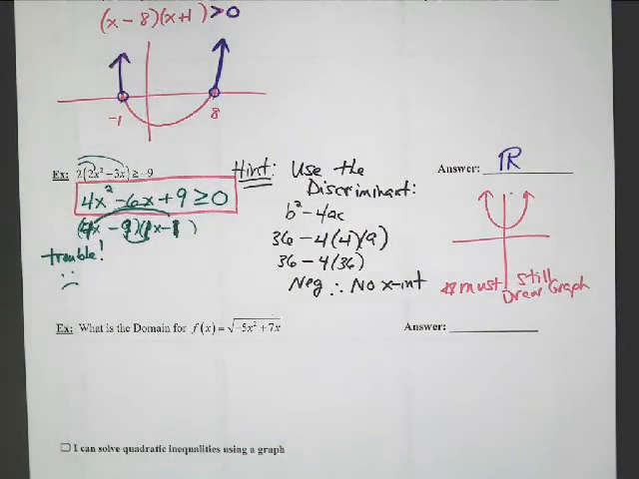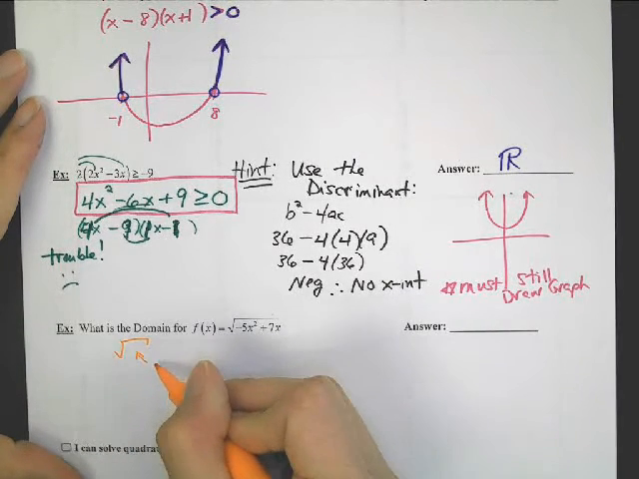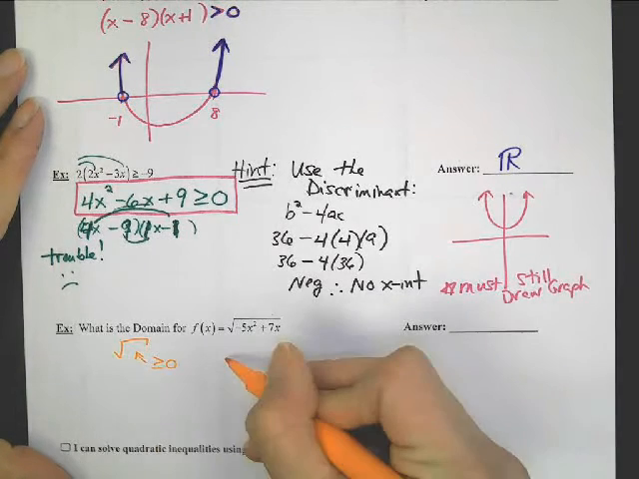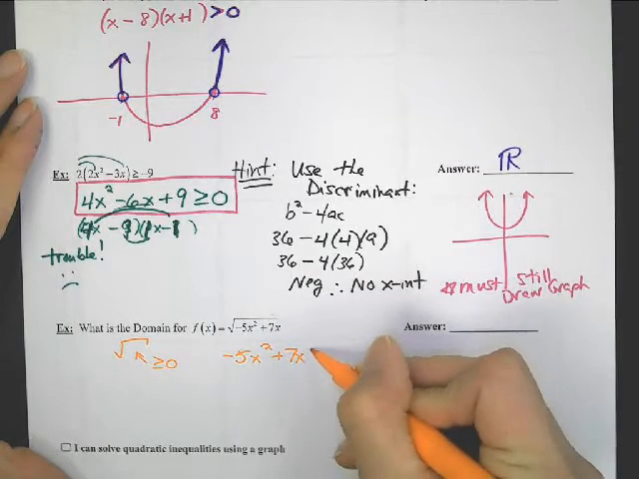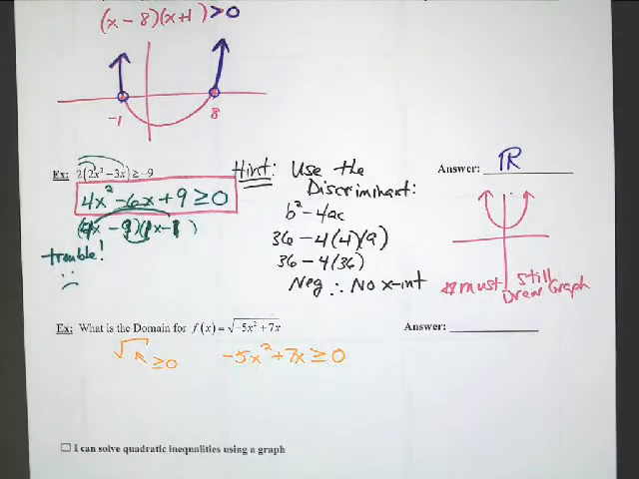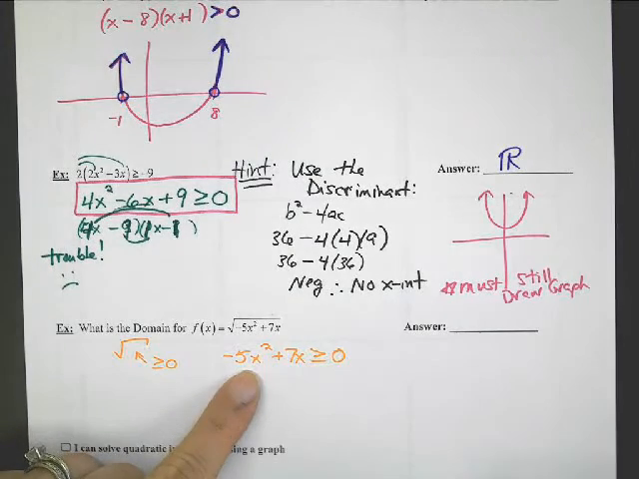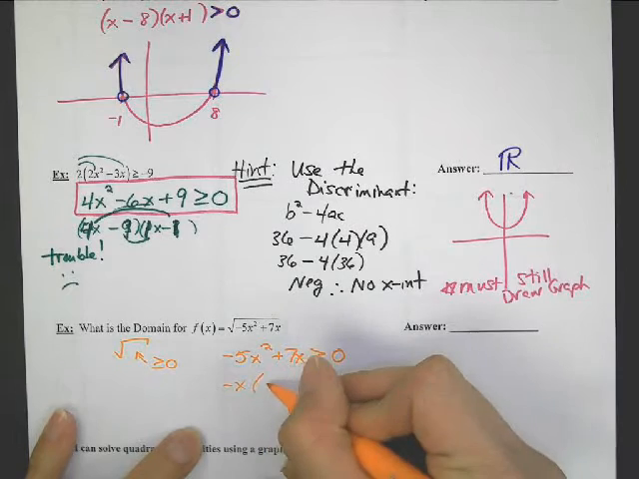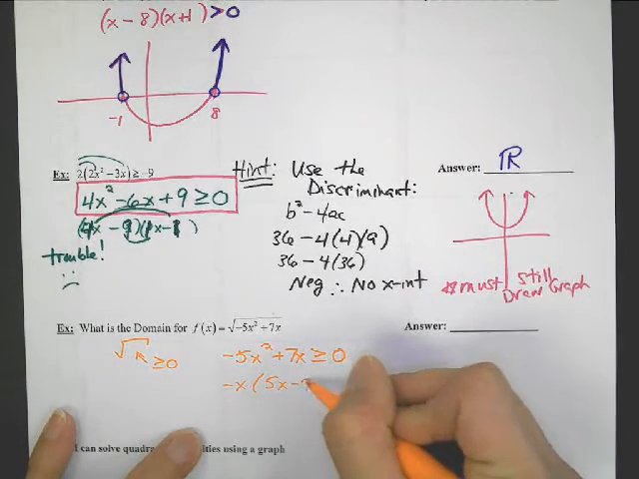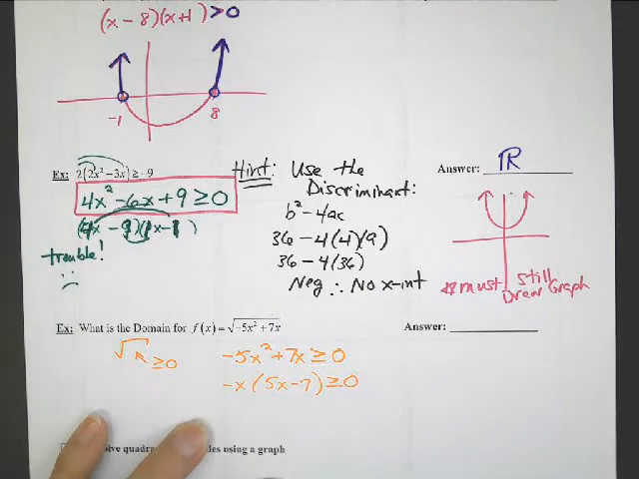Let's take a look at this one here and make sure that we're still good with domain. Okay, domain under a radical, that stuff under there has to be greater than or equal to 0. Negative 5x squared plus 7x is greater than or equal to 0. Oh, this looks like a quadratic inequality. Let's go ahead and factor out negative x. That's 5x minus 7, greater than or equal to 0. Make sure you write the entire equation.